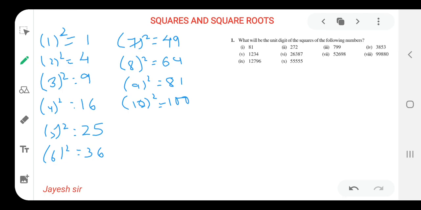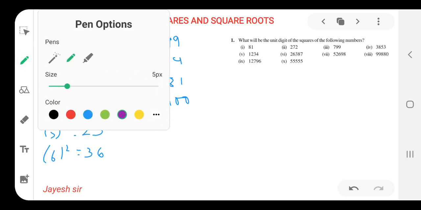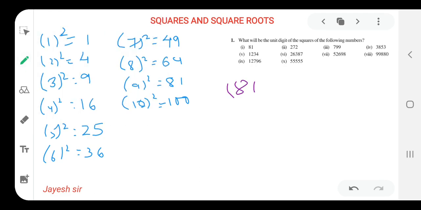Yes friends, I hope you are all getting it. Now, till 10 we all know how to find the square, and we remember it. The concept we are going to use will be useful for solving this type of sums. First sum is: find the square of 81. 81 square we need to find. Only one sum I will explain in detail, afterwards we'll do it by the short trick only.